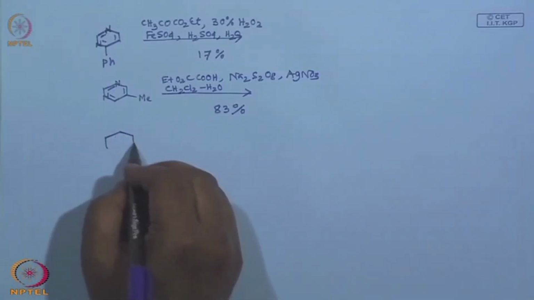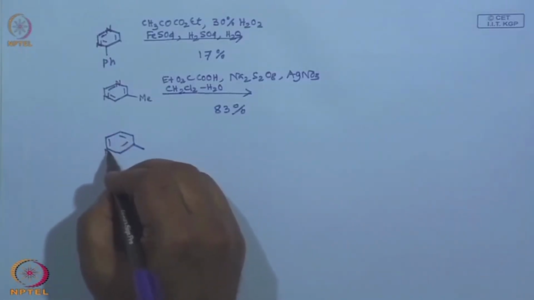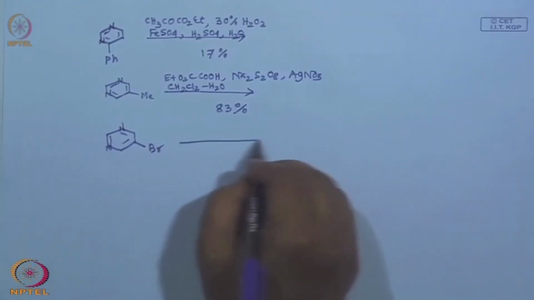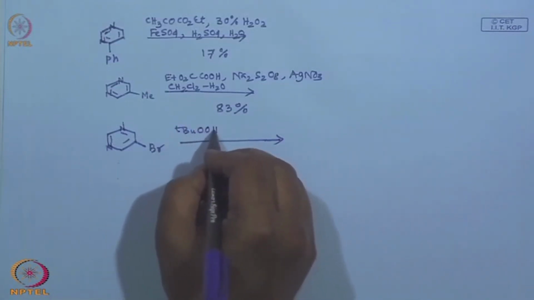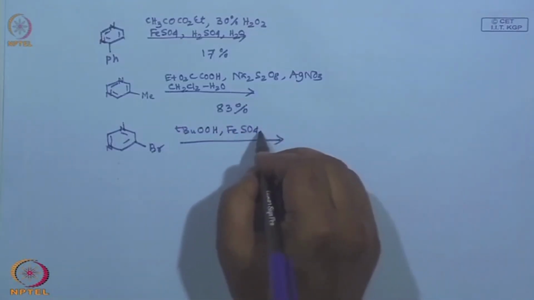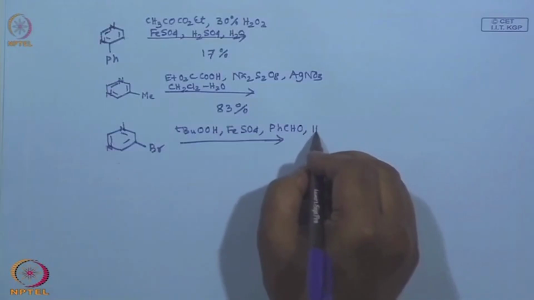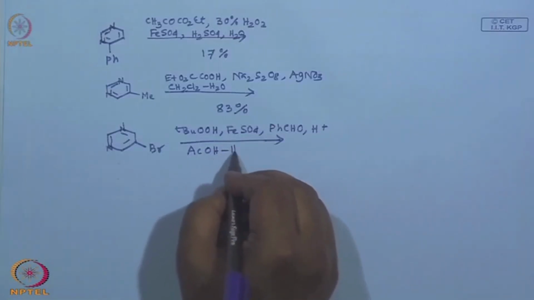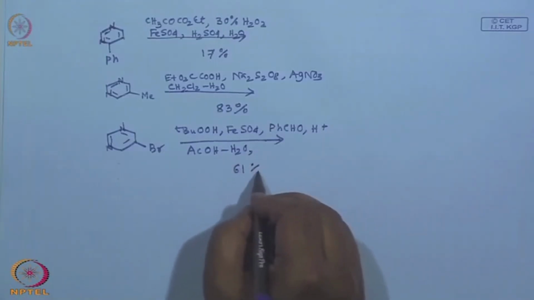Then there is another reaction. All these actually lead to different publications. In this case, you will find the set is a little different: tertiary butyl hydroperoxide, ferrous sulfate hydrate, then benzaldehyde, sulfuric acid. Then you have acetic acid and water, and the yield of the product is 61%.